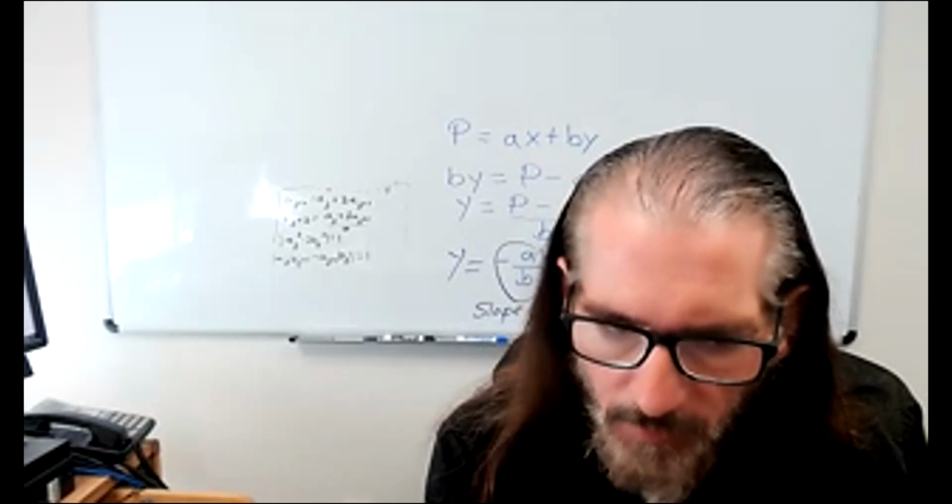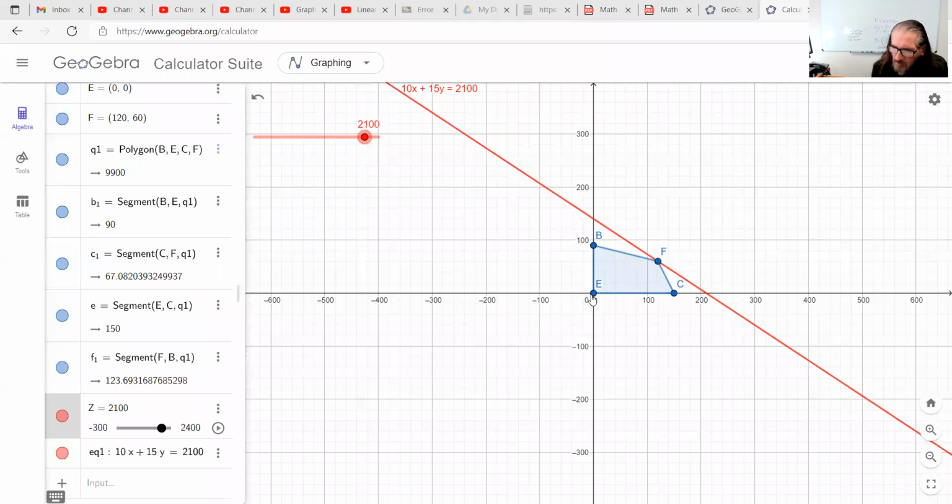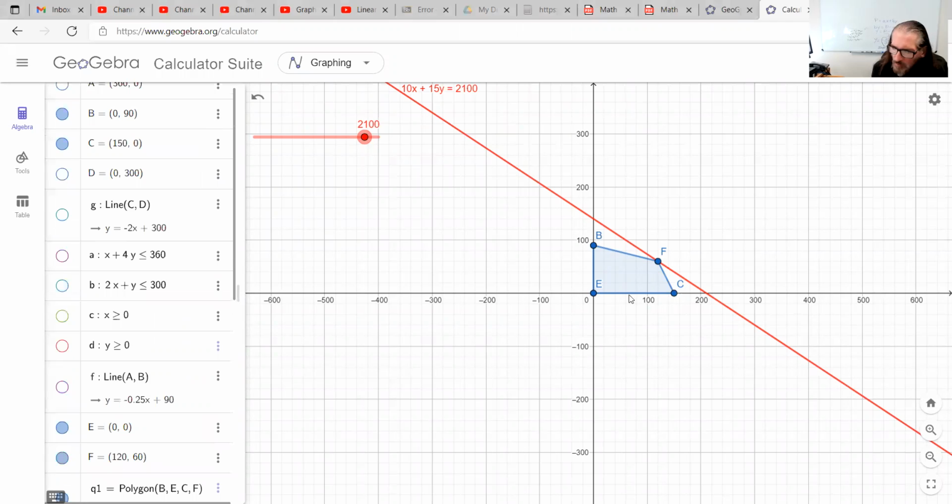Actually, I can bring that back up. So we have the 0, 0. We've got the point D, not point D, point C. 150, 0. The intersection of the non-negativity constraints, that was at 120, 60. Point B, that's 0, 90. And we're back to 0, 0.